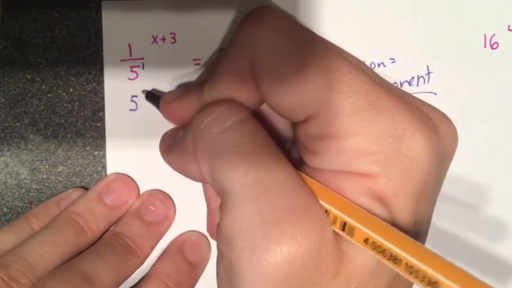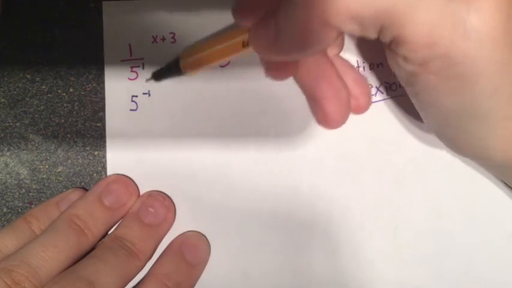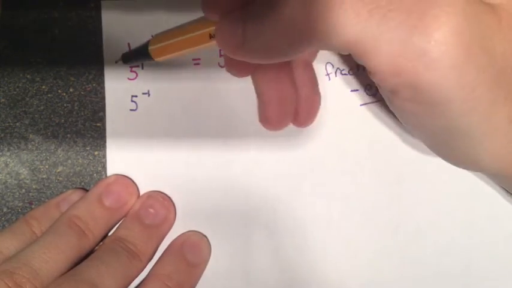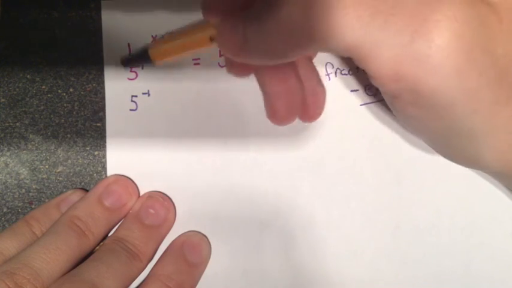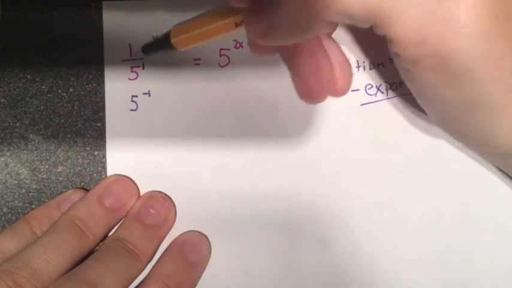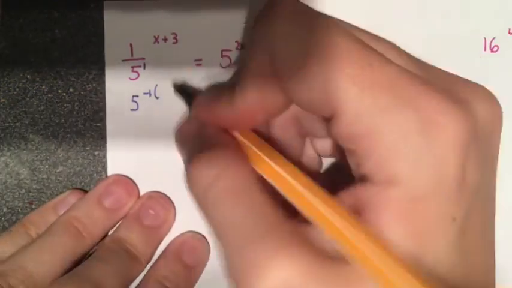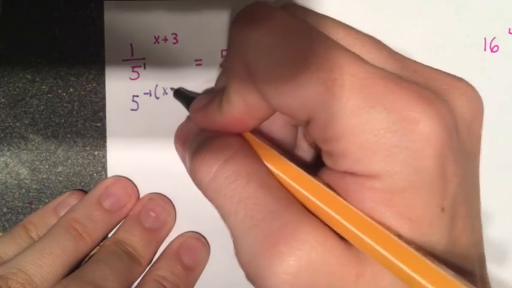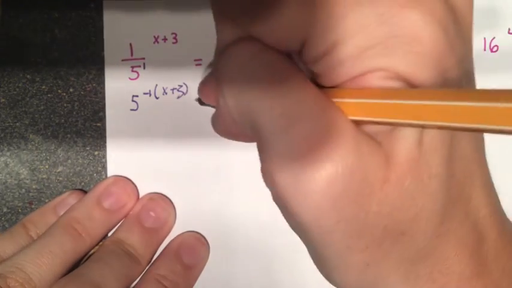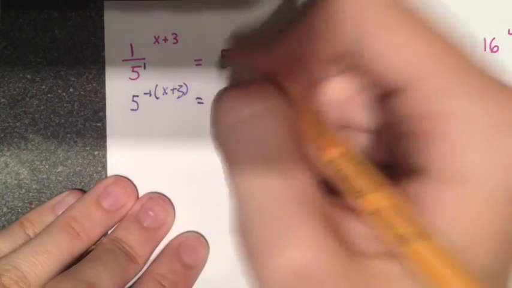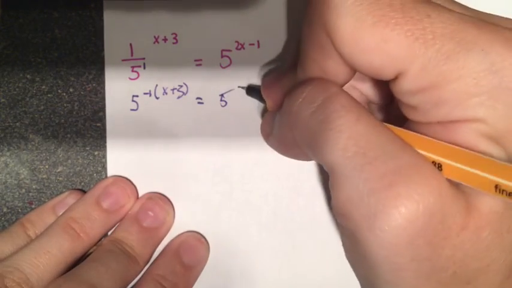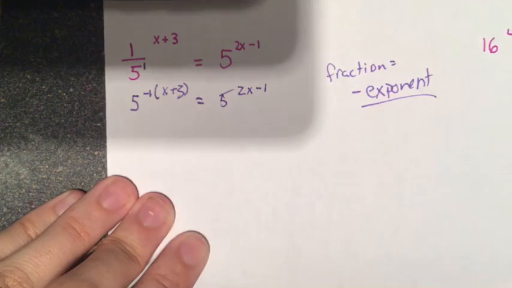It's sort of like in that activity we did the other day where we went from here to here, but now we're going backwards. We're writing a fraction as a negative exponent. And then with that, I have to bring down my parentheses. I have my x plus 3. And then we're going to say that it's equal to 5 to the 2x minus 1.